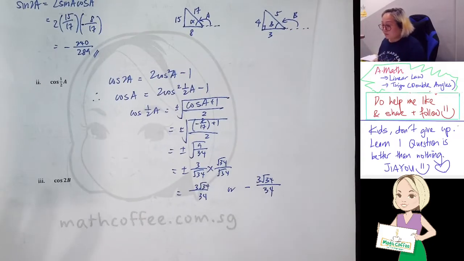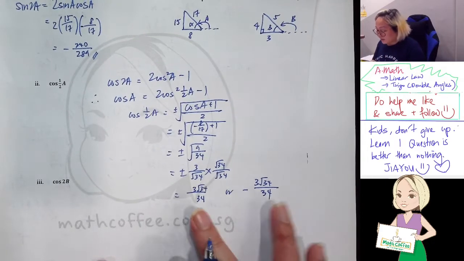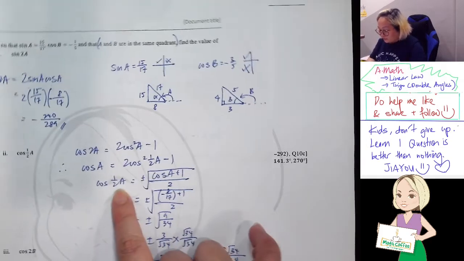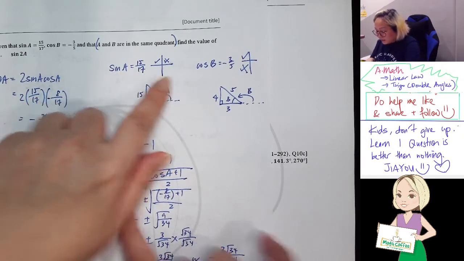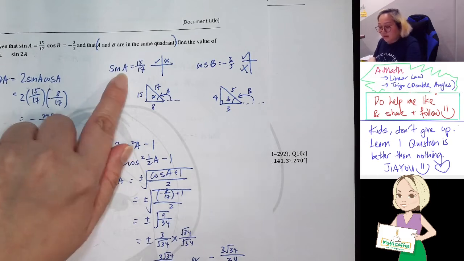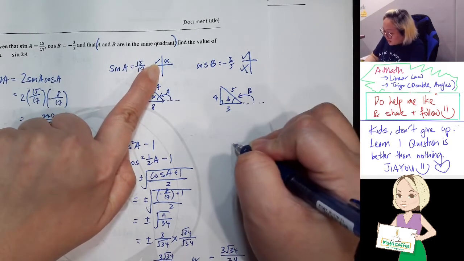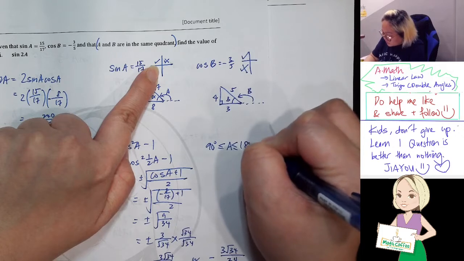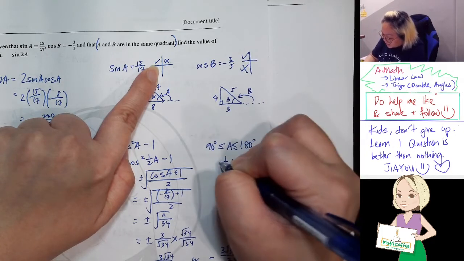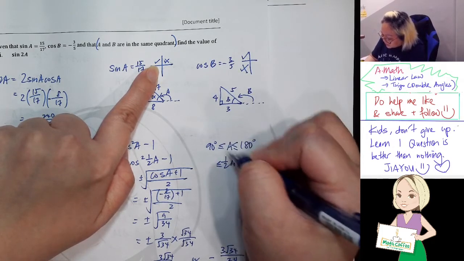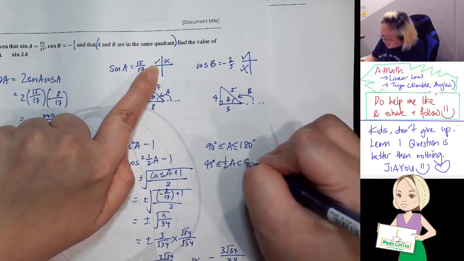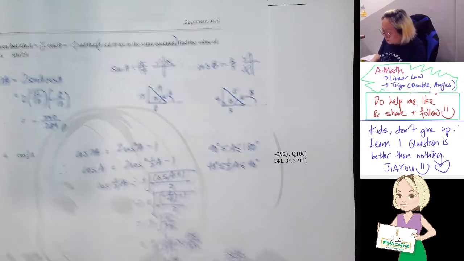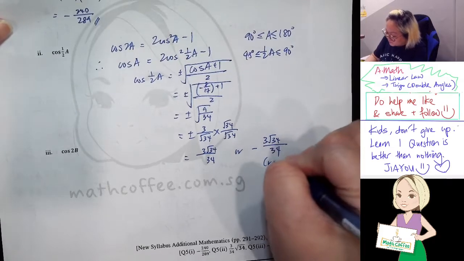Then again, remember, we need to decide whether we need to accept both or reject one of them. So this is half A. Let's see. My A is in the second quadrant. My half A, in this case, is between 45 degrees and 90. And this is the first quadrant, which means it's positive. So I will reject the negative.